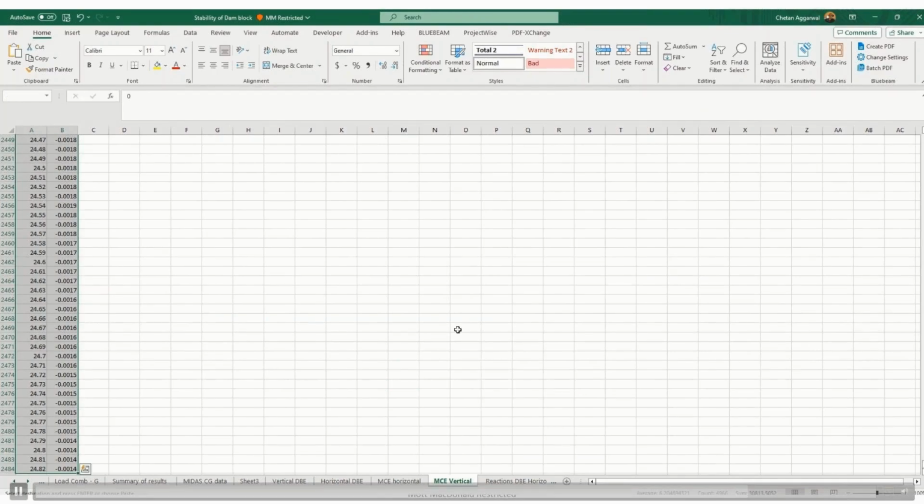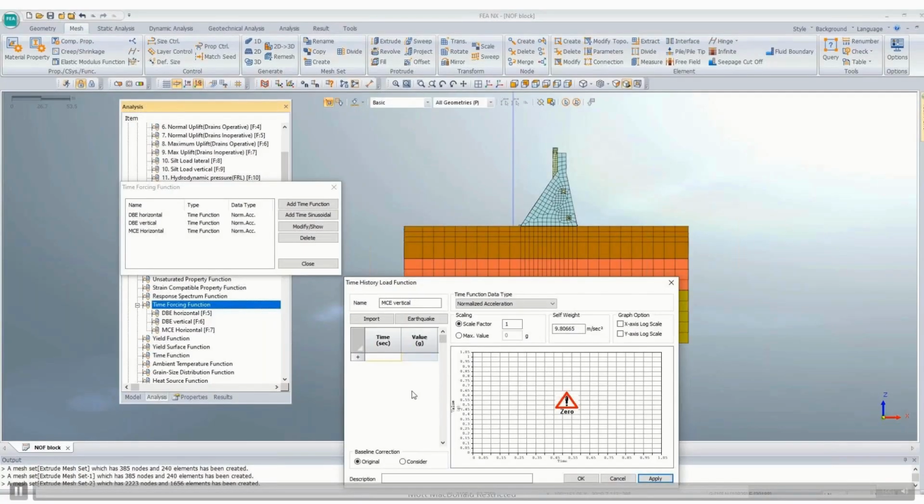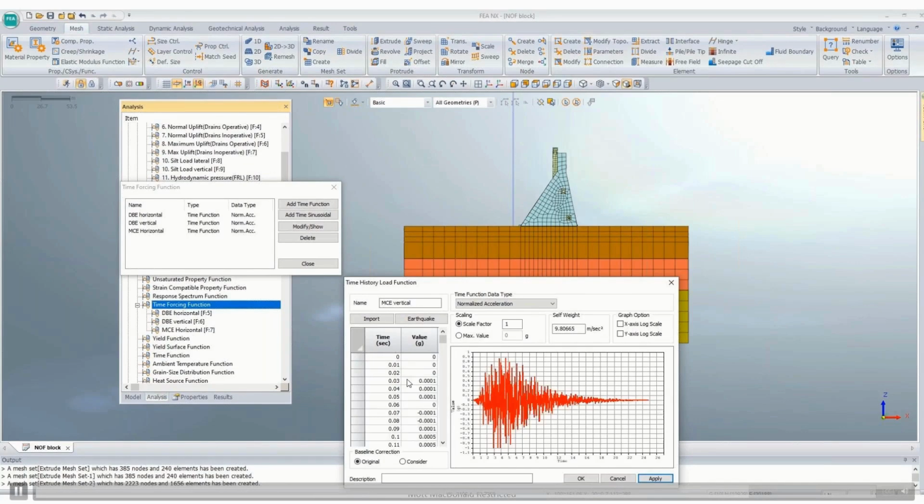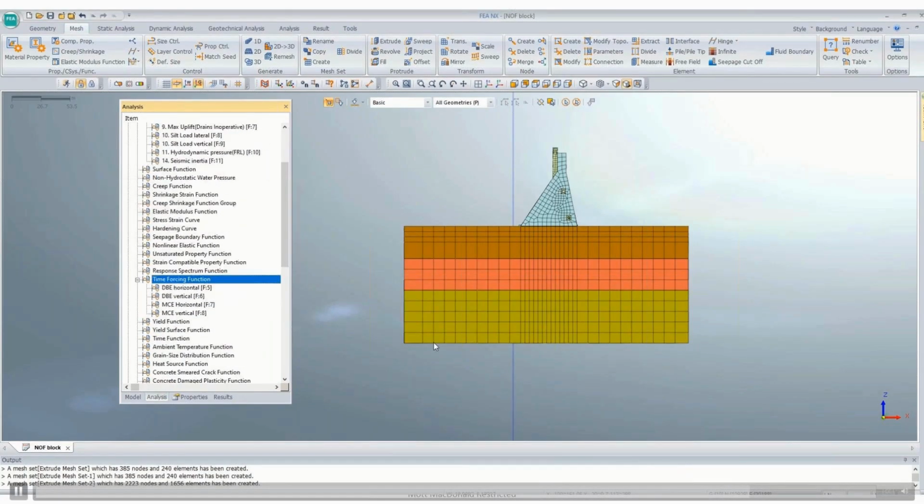Copy and paste it here. So we have defined our seismic wave functions.